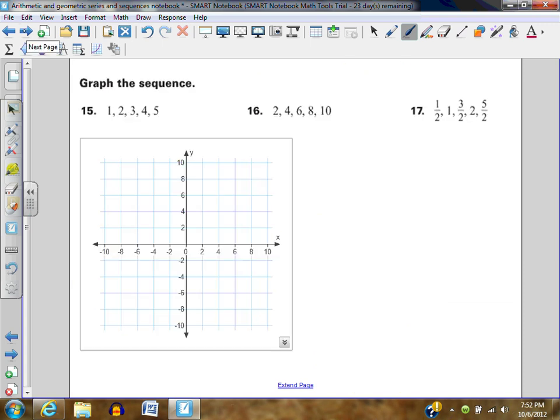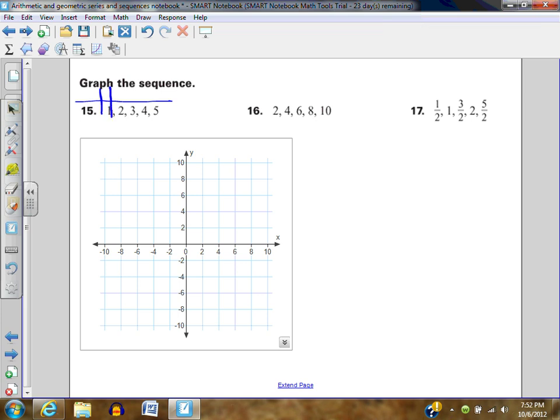Now to graph the sequence, remember this is the output, and I'm going to give you these where I give you just numbers and I say graph it. And if you come up to me and say, I don't know how to do that, I'm going to assume you didn't watch the video. So remember that this is the output, and your input is assumed to be 1, 2, 3, 4, 5. They just start with the positive integers. So I'm going to do this one in blue.